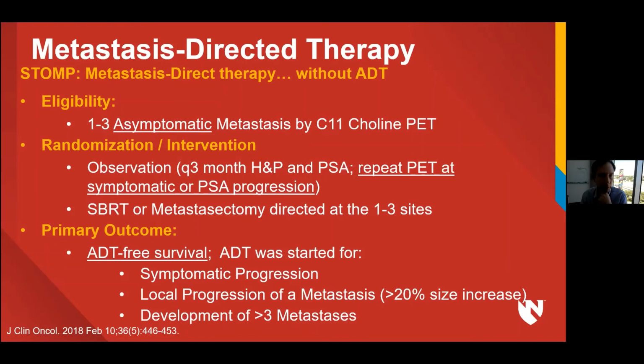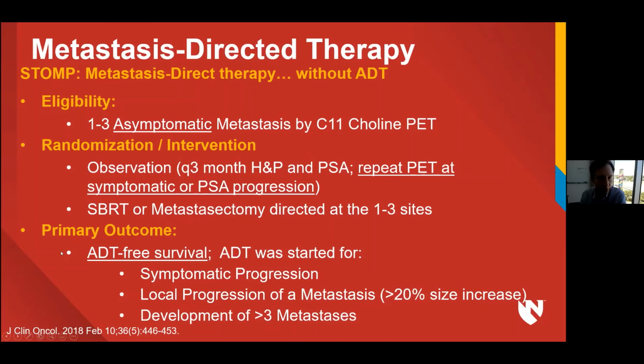For the intervention in this study, they either observed patients, following up with them every 3 months and repeating a PET, and considered possible intervention for either PSA progression or the development of symptoms, or those in the intervention group had either surgery or radiotherapy directed at each of these metastases that were identified.